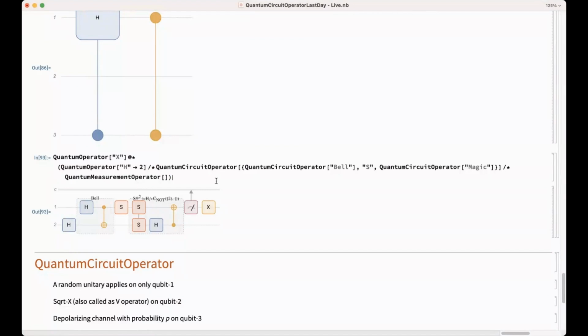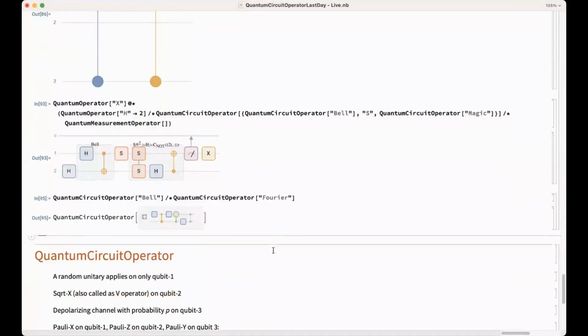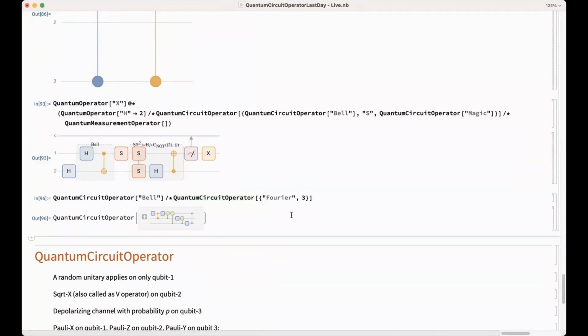What else? By the way, you can also do it with circuits. Let's just show a composition of two circuits. So you can also do the composition of different circuits. It will come very handy when you're doing variational circuits using our framework, because you're applying a series of similar circuits on your quantum systems.